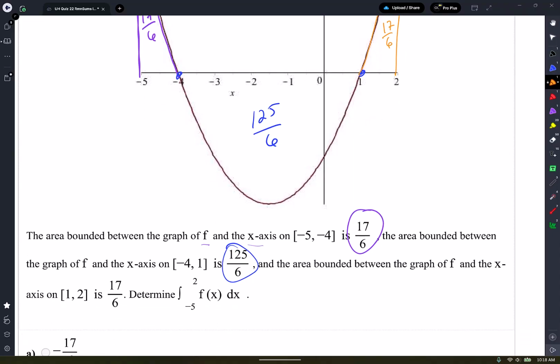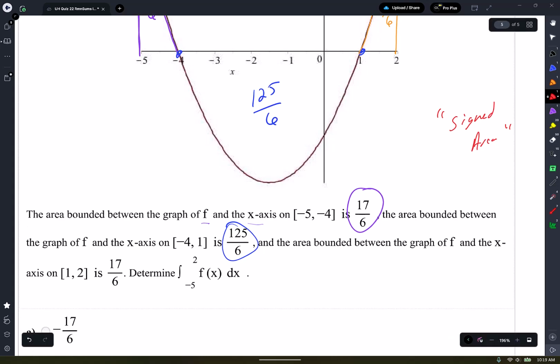They want the integral from -5 to 2. Well, that's easy to do. We learned that yesterday. Anything above the x-axis is going to be positive, everything below the x-axis is going to be negative, and there's a name for that. It's called signed area. Anytime you're dealing with definite integrals, it's signed area.